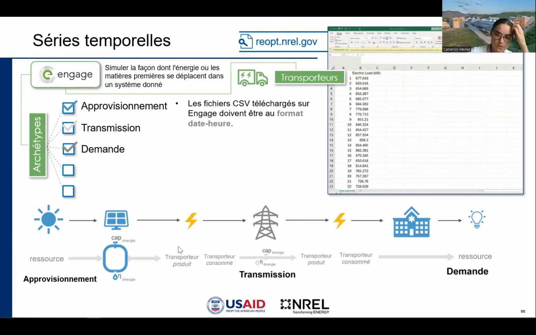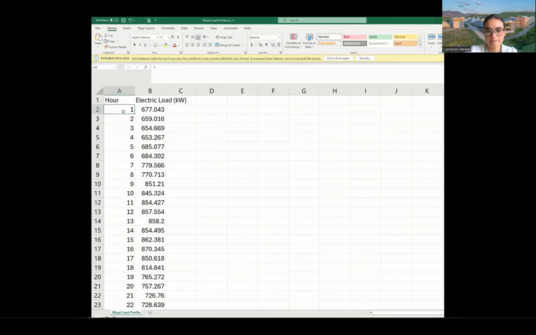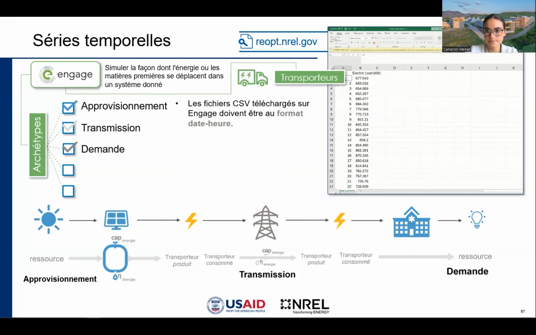Alrighty, so when you open your file, you'll need to make 2 changes to get the profile ready to be read into Engage, so get it in the right Engage format. And the first thing you're going to have to do is change this timestamp column. REopt tracks the hospital load by the specific hour. So you can see that column has 1 through 8760.